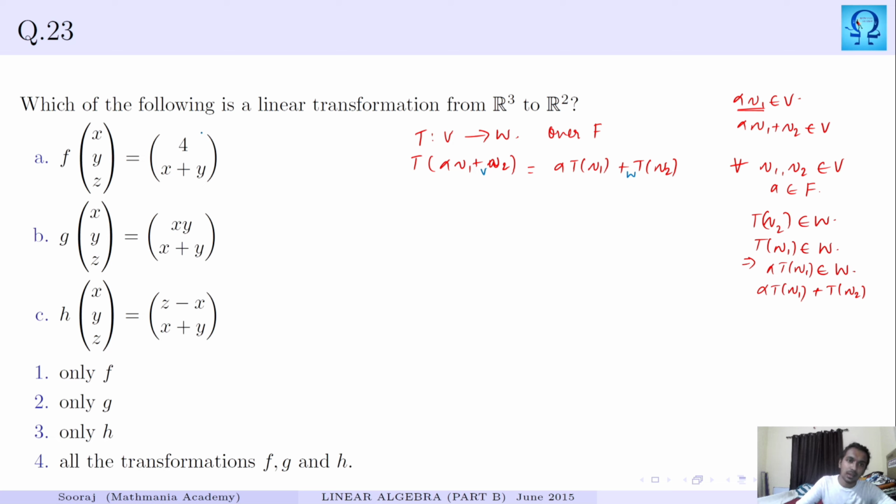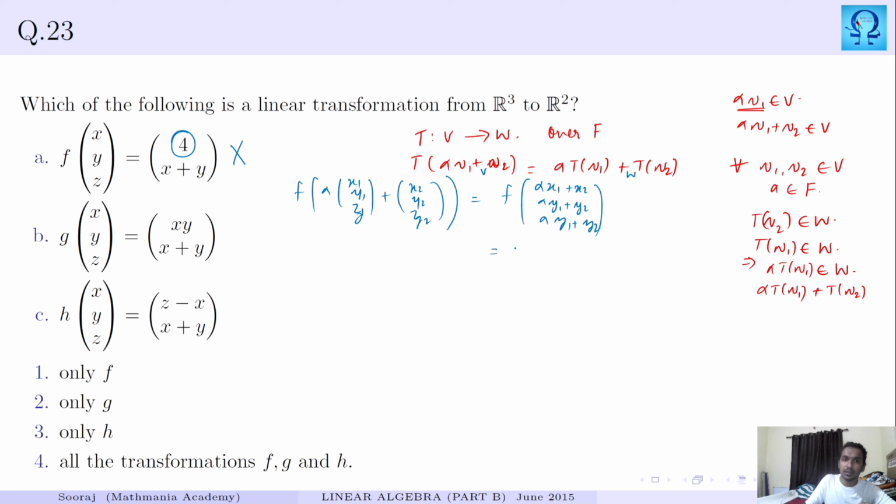In that case this cannot be a linear transformation because of this 4. That is, when you apply f of alpha times (x1, y1, z1) plus (x2, y2, z2), what will you get? You can very well combine these things: alpha x1 plus x2, alpha y1 plus y2, alpha z1 plus z2, and this happens to be 4, alpha x1 x2 plus alpha y1 y2.